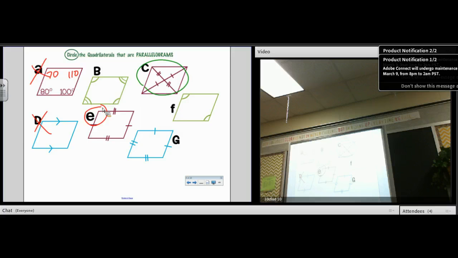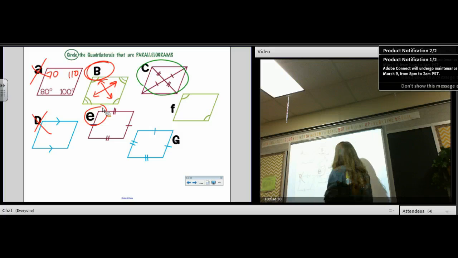Just yell it out. B. Both pairs of opposite angles are congruent. Those are congruent, and those are congruent. What about F? One pair of opposite angles are congruent. What about G?